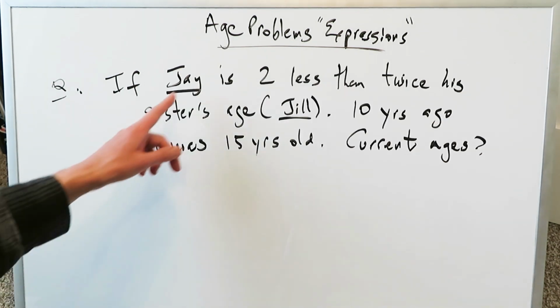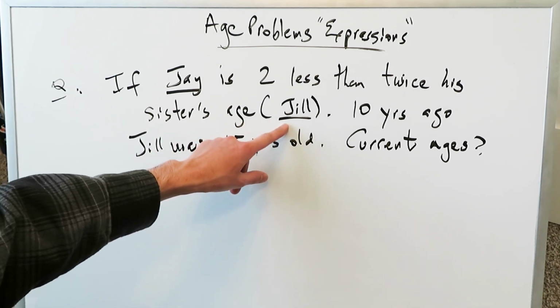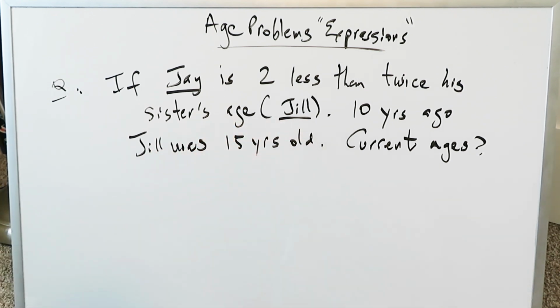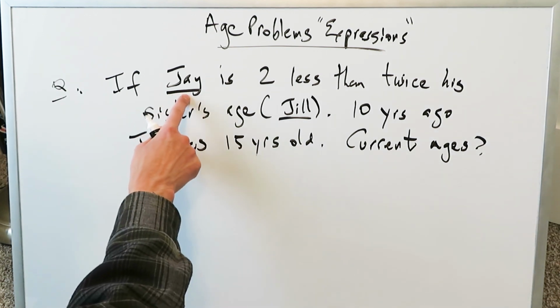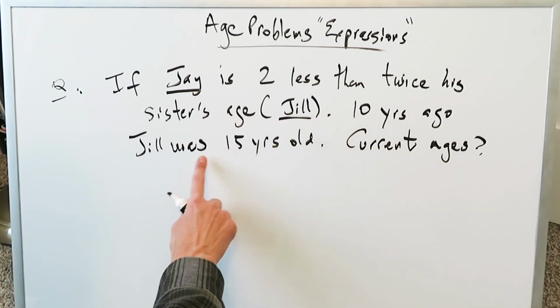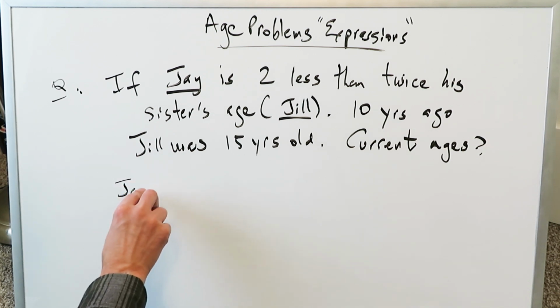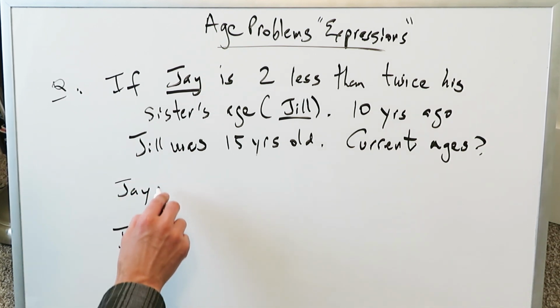So now let's just twist things around just a little bit. Let's look at this question. If J is 2 less than twice his sister's age, and sister is Jill, 10 years ago Jill was 15 years old, what are their current ages? How would you go about doing this? We're looking here at a brother and a sister. J is 2 less than twice his sister's age, Jill, but 10 years ago she was 15 years old. Determine the current ages.